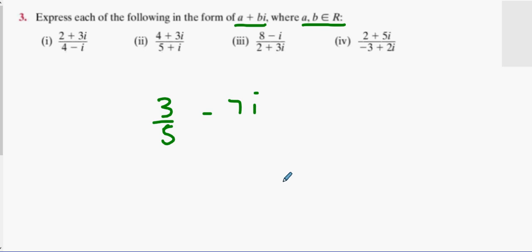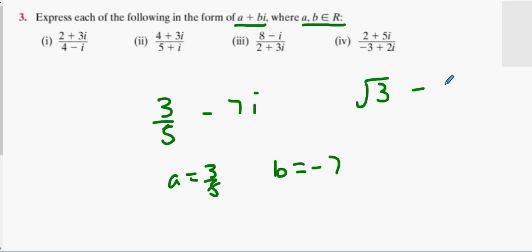Are they both an element of R? A is 3/5, b is -7. I think they're both an element of R, so that is an okay answer, isn't it? In fact, any number I can think of, √3 minus, I don't know, 2√7, is that allowed? Are they an element of R? They are, that's a good answer. What's the only thing that's not allowed?